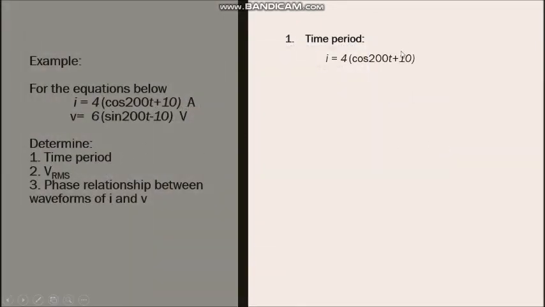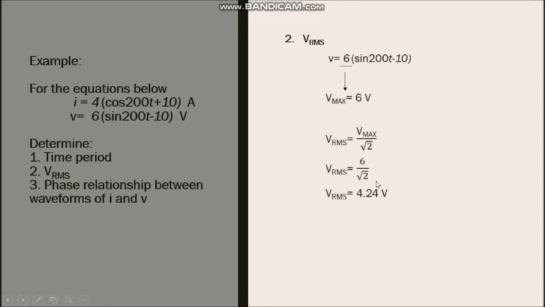In this example, to calculate the time period, you take the number right next to the t. This will give you your angular velocity. Since we know the relationship between angular velocity and the time period, we can use it to calculate the time period of the wave. Since the angular velocity is the same for both the waves, the time period will be the same as well. To calculate the RMS value of the voltage, you take the maximum possible value of the voltage and you divide it by √2.